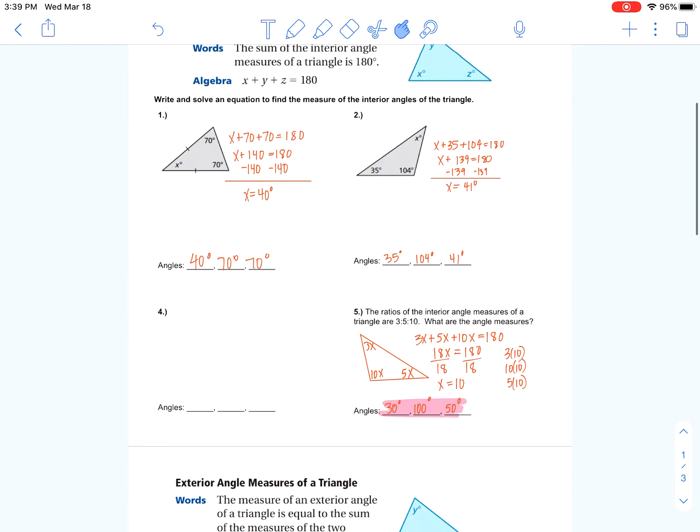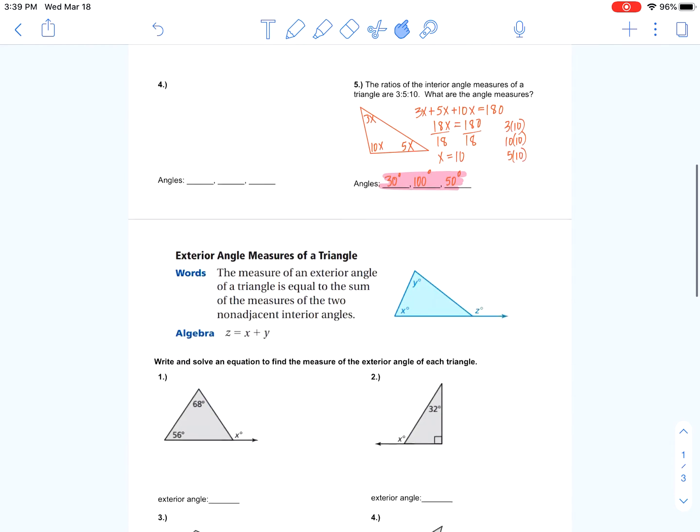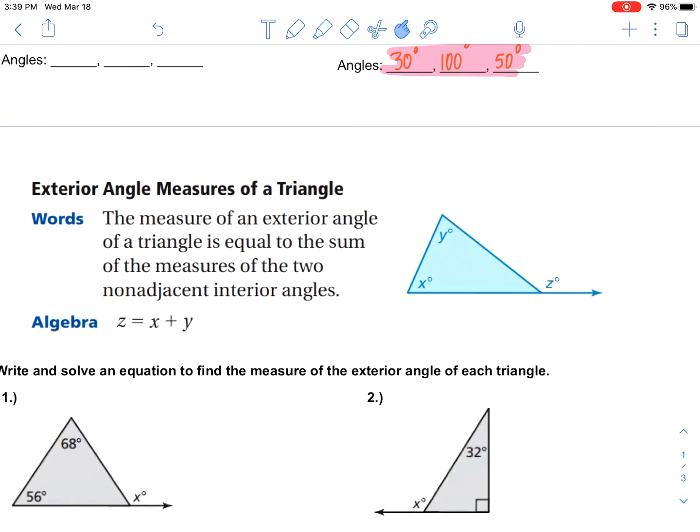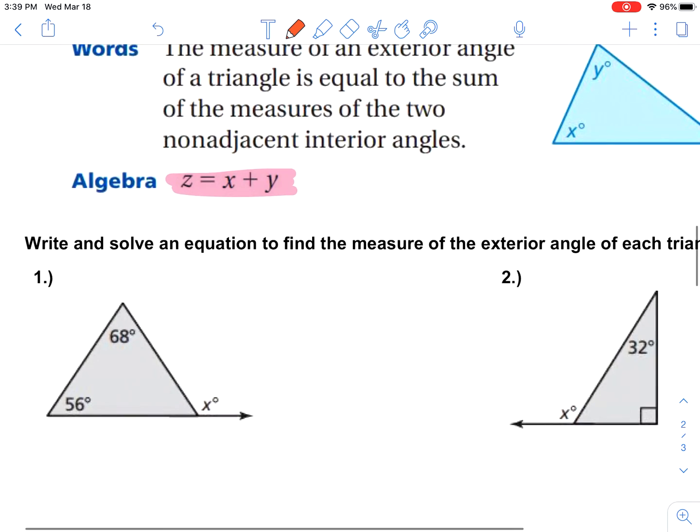So that's the short end of it on interior angles. Quick review for you guys. Now going to exterior angles of a triangle. We're going to look at this diagram up top, and there is an algebra equation set over here for you. The measure of the exterior angle of the triangle is equal to the sum of the two interior angles. So whatever two interior angles you are given, you are going to set that equal to the exterior angle. So let's take a look at example number 1.